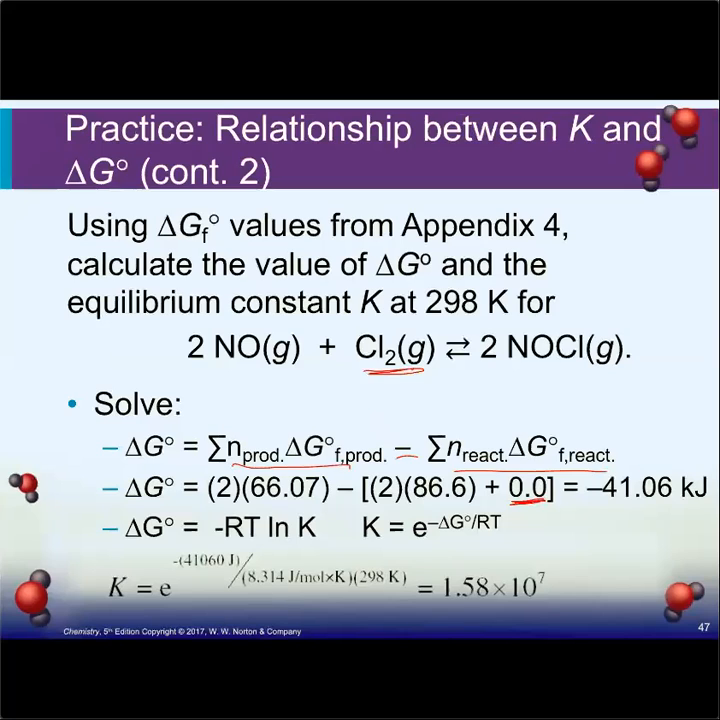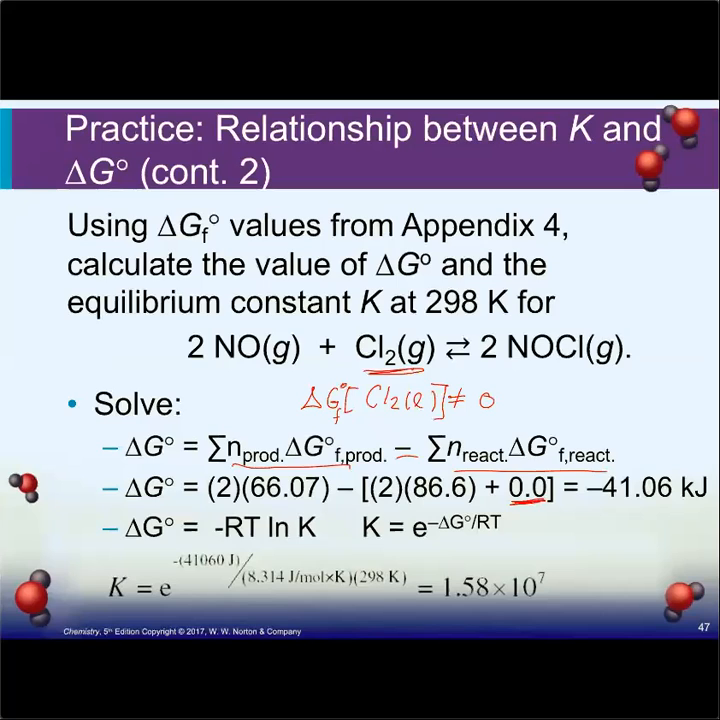They didn't. You are supposed to know that it's 0, or just figure out that it is an element in its standard state. If this were Cl2 liquid, that's not the standard state, and the ΔG is different than 0. The ΔG of Cl2 liquid, which is not the standard state, is different than 0. If you look at the tables, you're going to find that chlorine liquid has a ΔG of formation that is different than 0, while the gas is exactly 0.